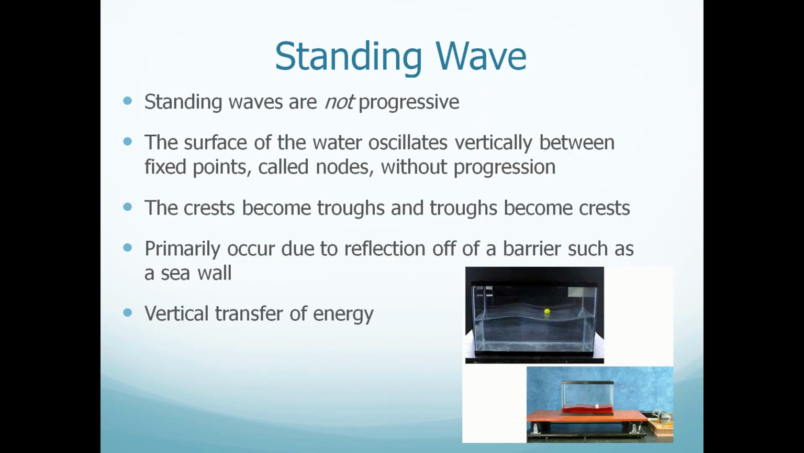Standing waves are the final type of wave we will discuss today. Standing waves are not progressive in that they do not move laterally from one point to another. These waves move vertically up and down because water will oscillate between fixed points called nodes without progression. Crests become troughs, and troughs become crests. Primarily, this is due to the reflection of energy off of a barrier such as a seawall.